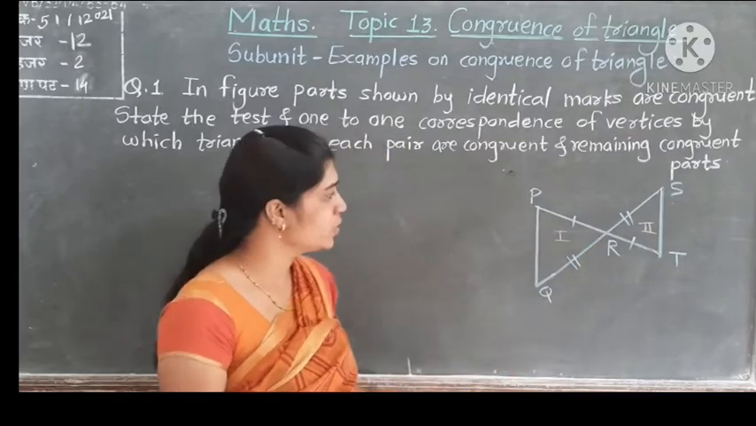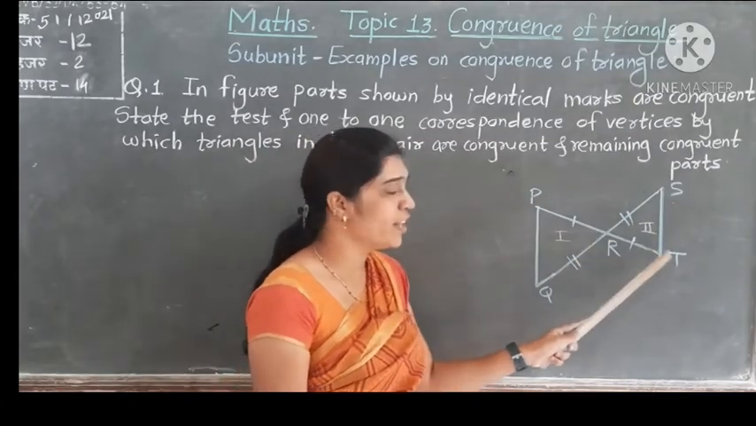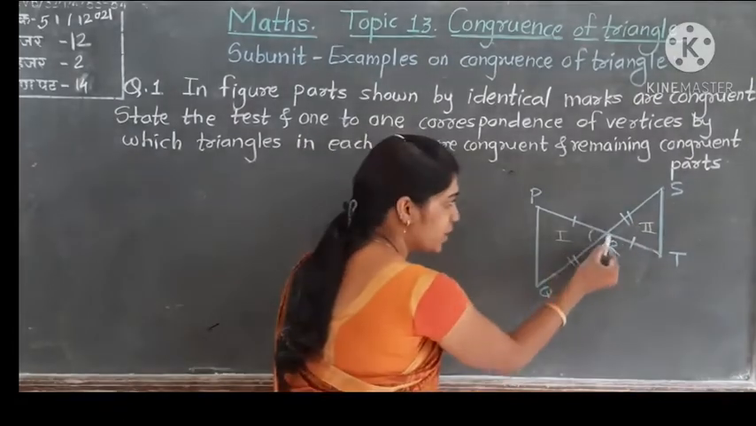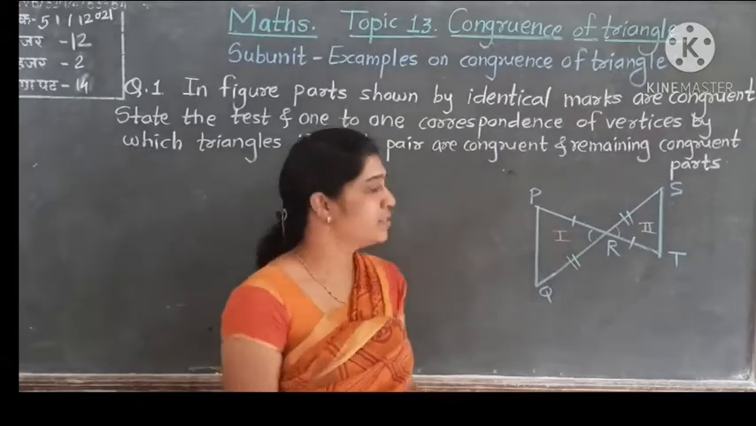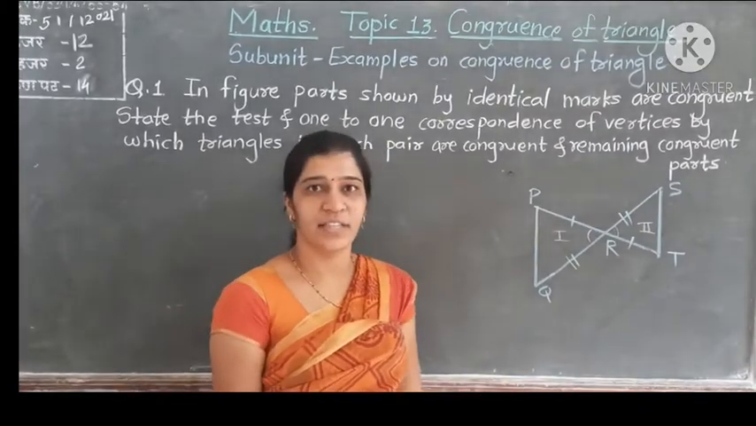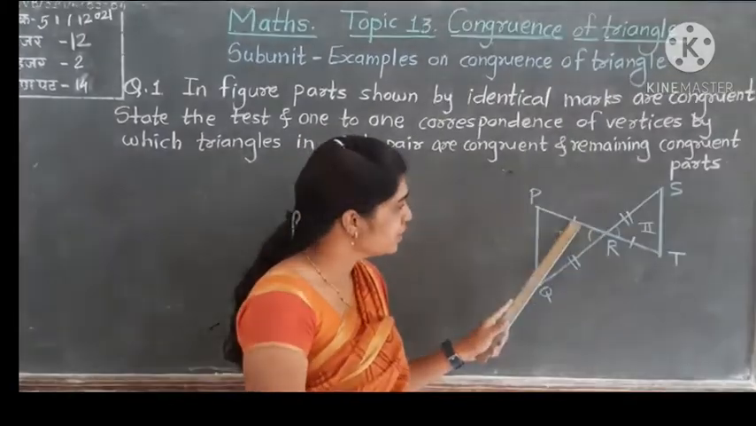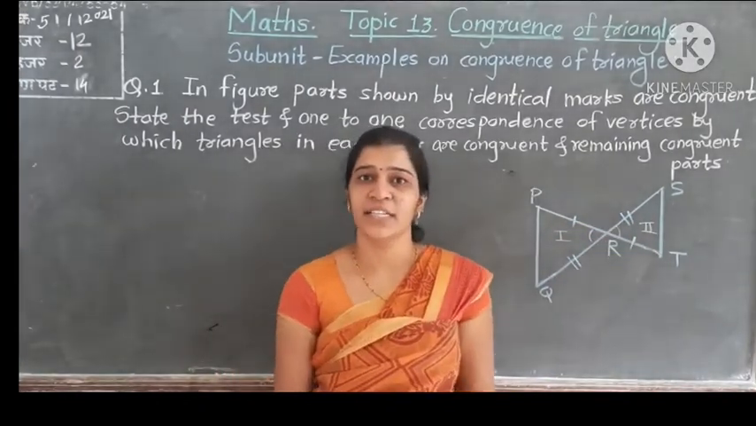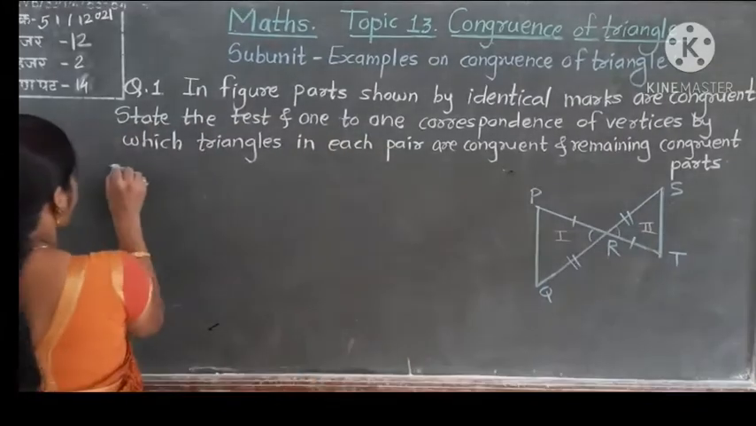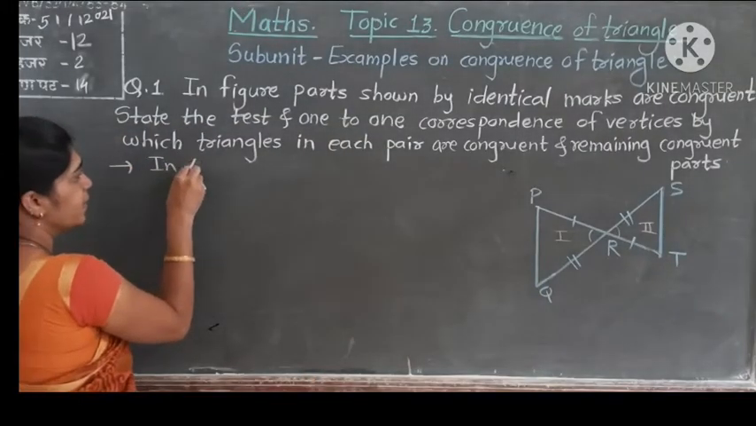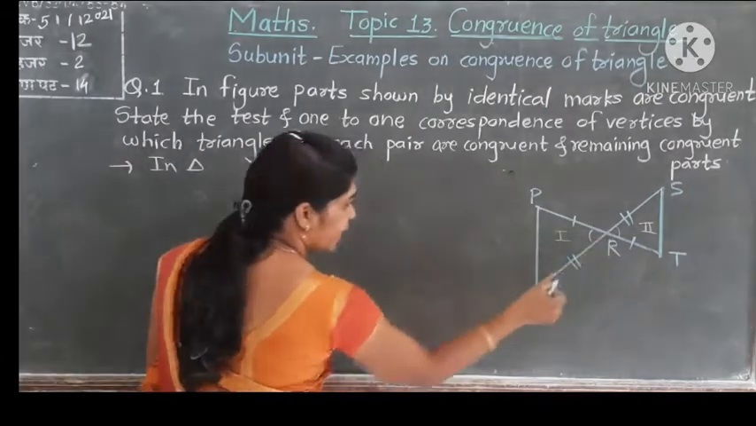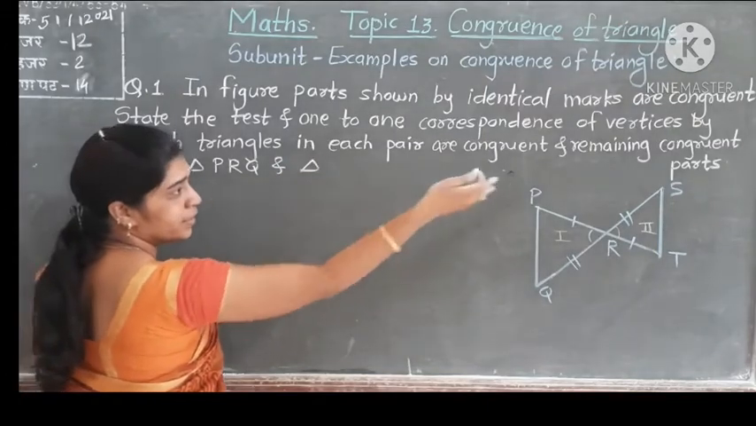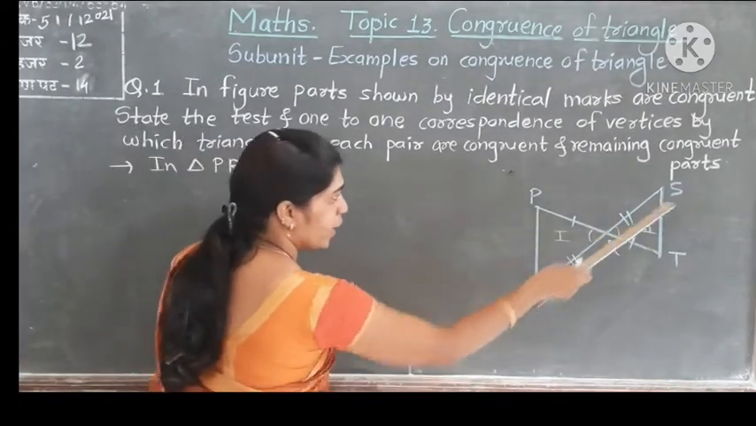So here you observe, PR is congruent with RT, given. RQ is congruent with RS, given. And observe, these are the opposite angles. Which test will come? Side angle side, the angle between two sides, means which test? SAS test. So we write here, in triangle PRQ and triangle SRT.